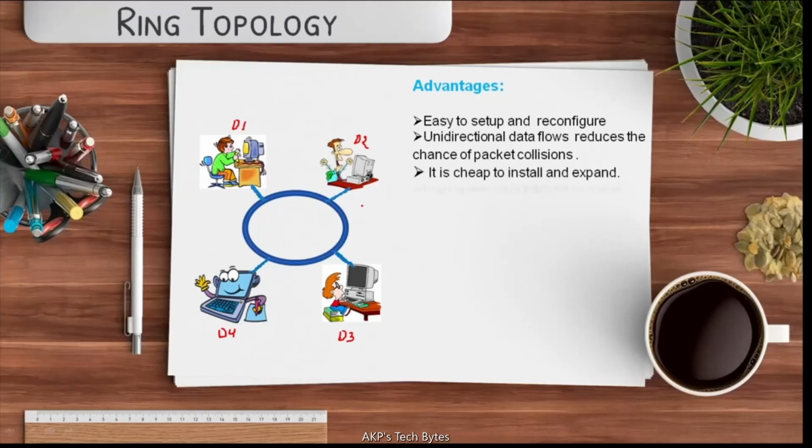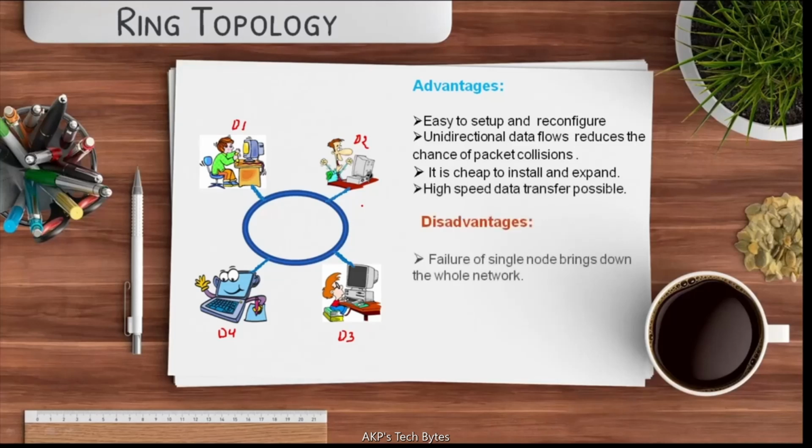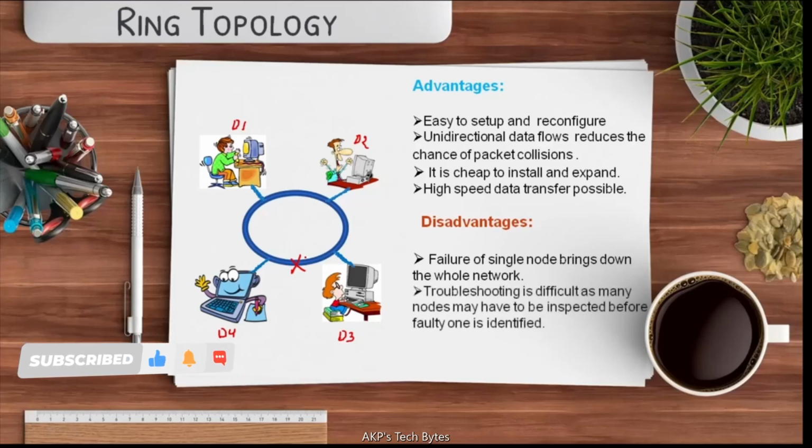Now, what can be the probable disadvantages of ring topology? Failure of a single node. So again the same problem that is available in bus topology. If there is a problem between D3 and D4, it can bring down the entire network. That is one of the critical problems in ring topology. Another, troubleshooting is very difficult. That is an important point. And finding out the key problems in ring topology is also difficult.